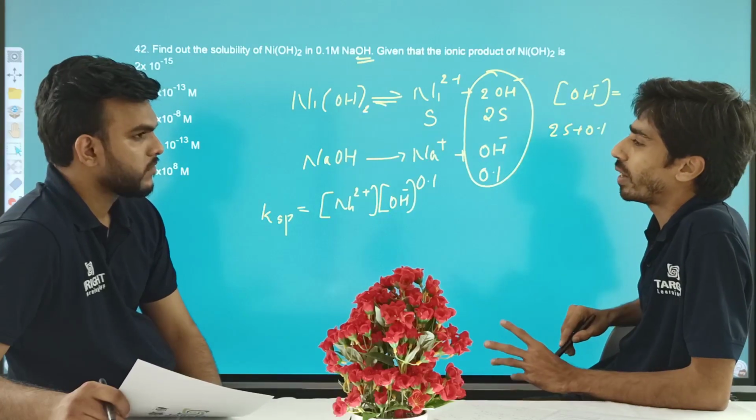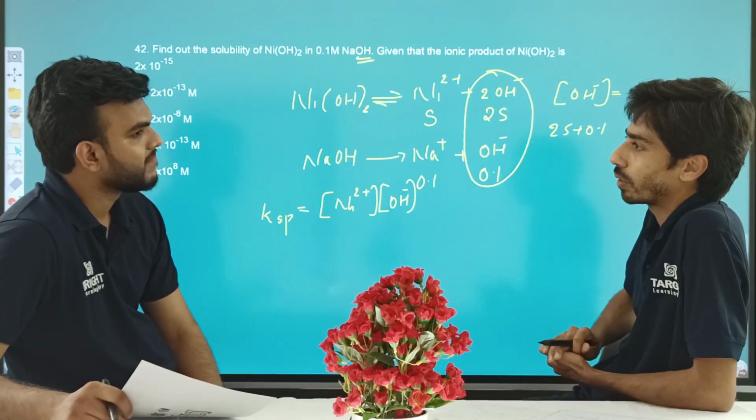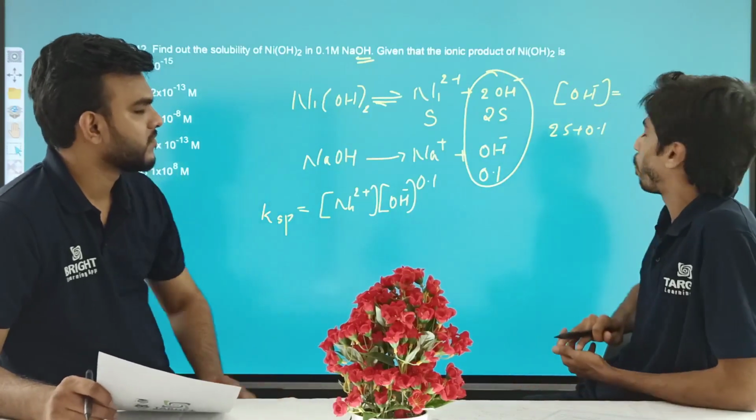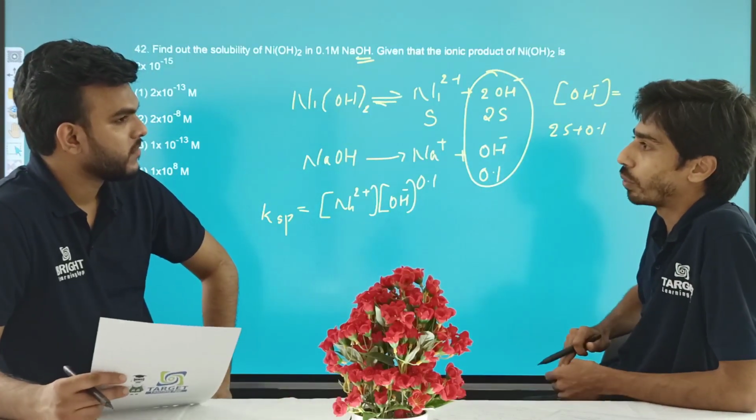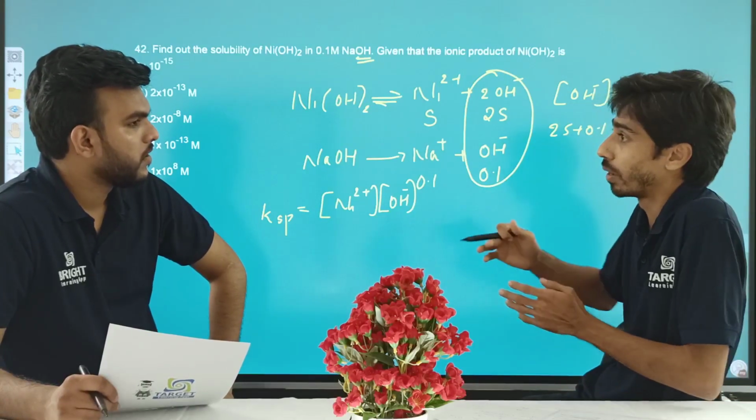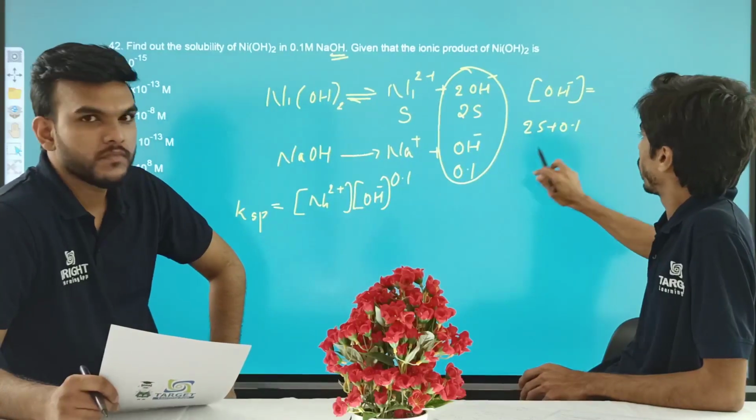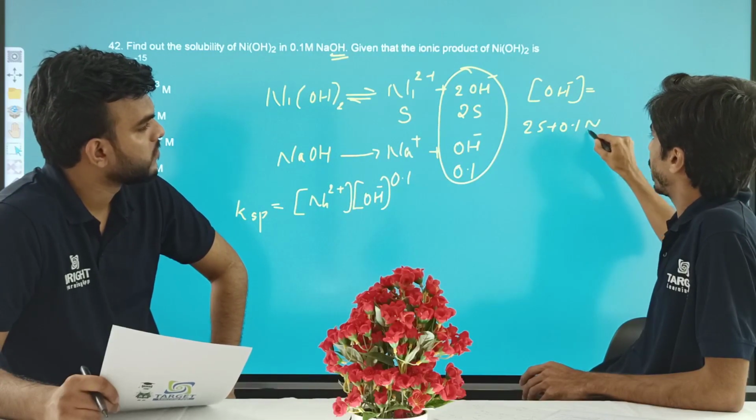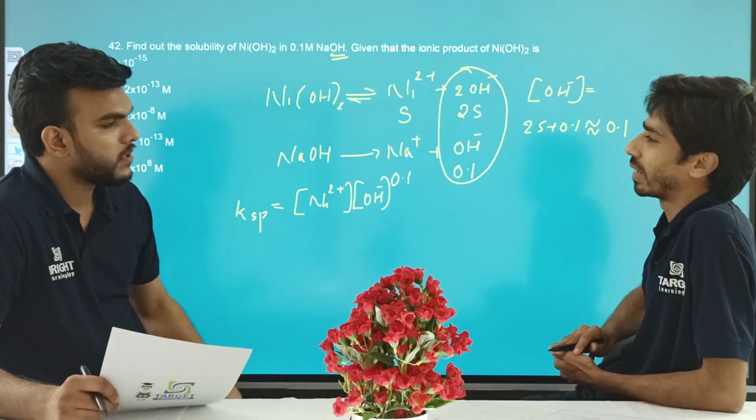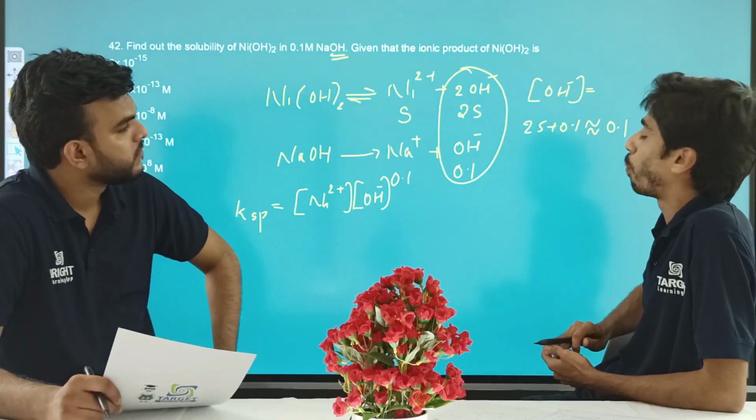But the solubility will be very small because this is a sparingly soluble salt, so the S value will be very, very small. If you are comparing with 0.1, we can neglect the 2S value, because S will be very small, so 2S will be even smaller. So we can say 2S plus 0.1 is approximately equal to 0.1. 2S will be neglected when compared to 0.1.